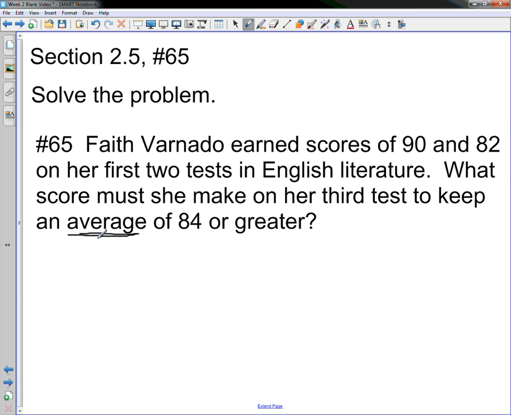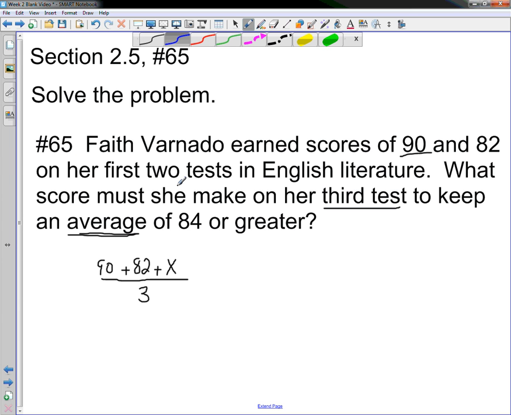So in our case, we're talking about a total of 3 tests. So we're going to add them up and divide by 3. So we have 3 test scores to add up. I know the first test score is 90, plus the second test score, which is 82, plus the third one. Well, what score must she make on her third test? That's the unknown. That's the variable.